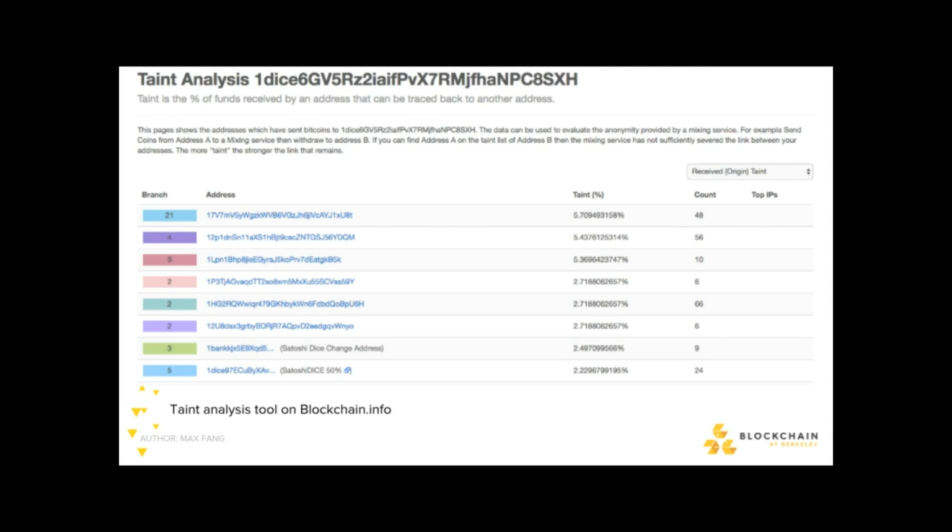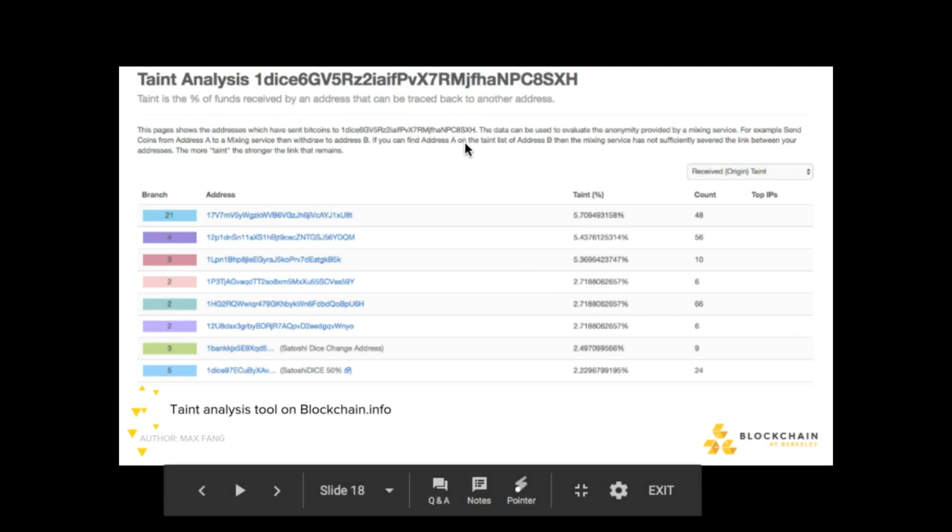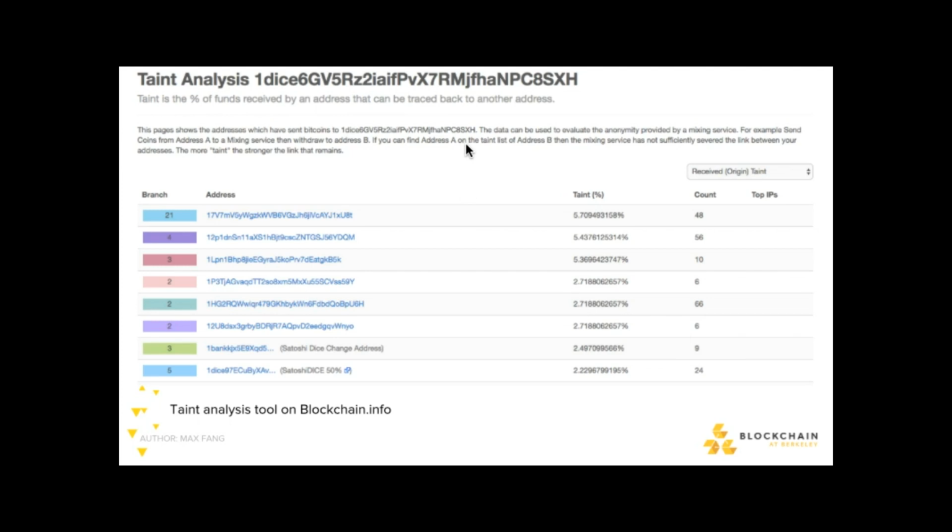Okay, so this is an example of blockchain.info's taint analysis software. You can use this to figure out how good of a mixer or tool you're using to clean up your funds. You can just send your funds from one address through the mixer to another, and then you can input your receiving address into this tool. And if this gives you an address that contained your input, that means the mixer was obviously not doing a very good job. Questions on that so far?